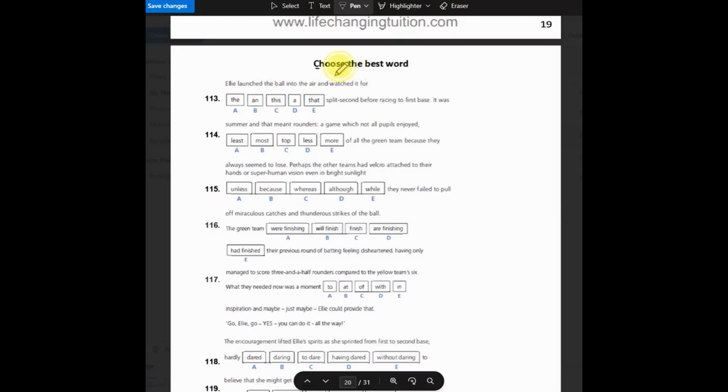Okay. So if we're looking at choose the best word, I'm just going to go through the first few questions. So Ellie launched the ball into the air and watched it something split second before racing to first base. So it's not going to be an because there's no vowel there, and it's not going to be that or this. So watched it for the split second or a split second. So A is the most accurate and the best word here. You don't usually say that you watch it for the, as if there's only one split second. You're only watching it for a split second, one of the many split seconds that there are.